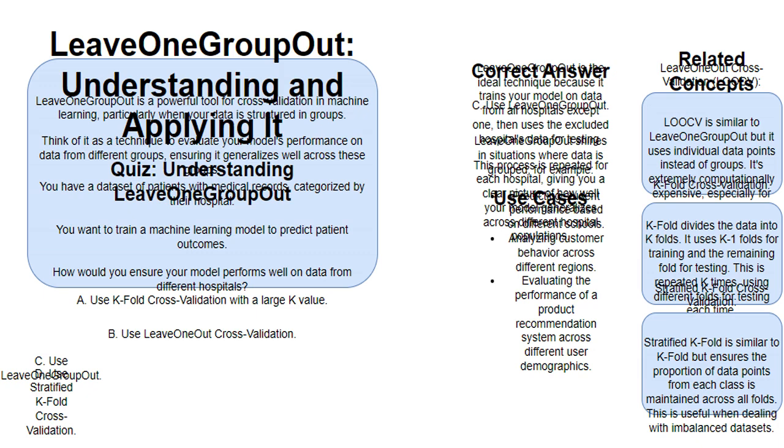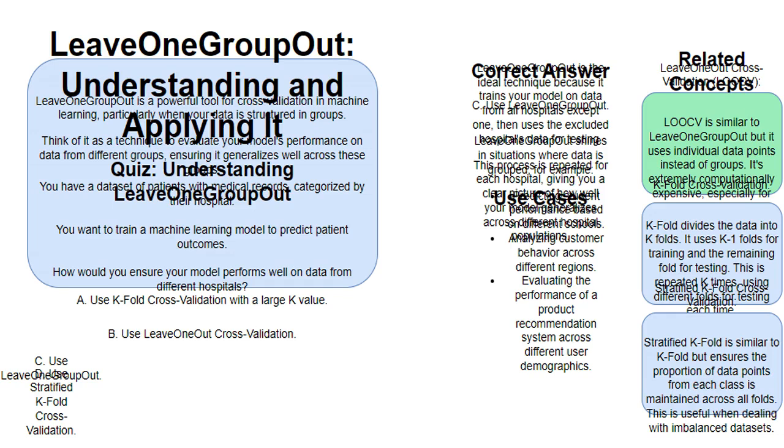While it's a good approach for dealing with class imbalances, it might not be the best choice for evaluating the model's performance across different hospitals. C. Use leave one group out. LOOCV is similar to leave one group out, but it uses individual data points instead of groups. It's extremely computationally expensive, especially for larger datasets.